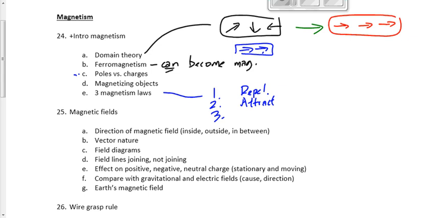Remember that charged attract neutral because of a separation of charge, whereas a magnet attracts a non-magnet because of a temporary alignment of domains, kind of like a temporary separation of charge.